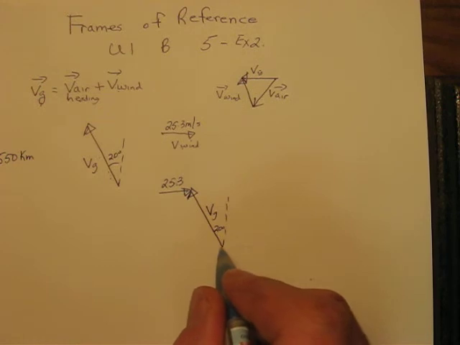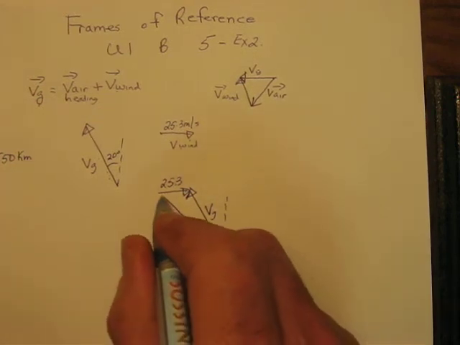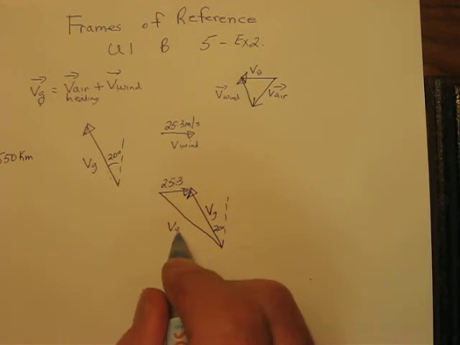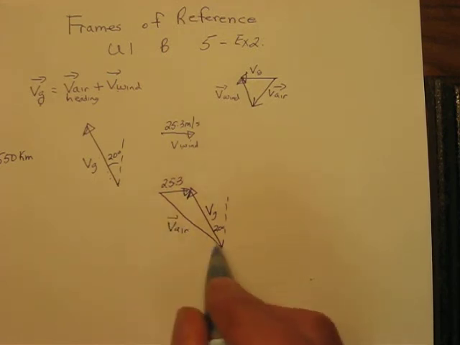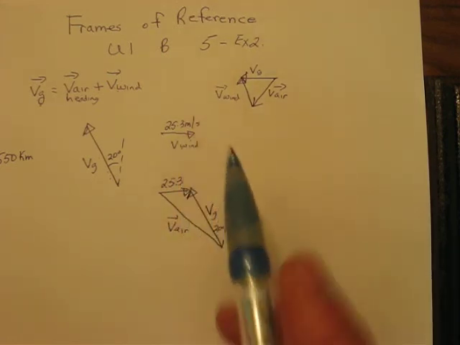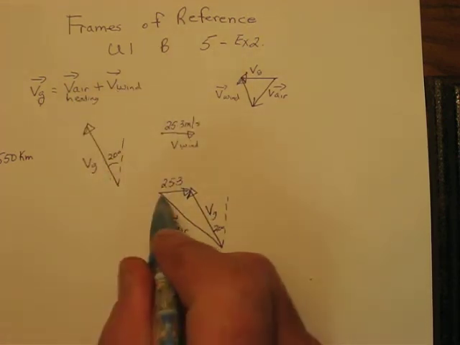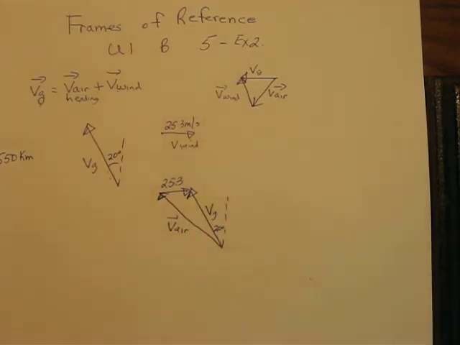Now here's the third side. It's obviously right here. Which direction does that go? I know it has to be the V air. What direction would it go? Would it go up or down? Well, V air and V wind must be head to tail. So that means the head has to be here. So you formed your diagram.